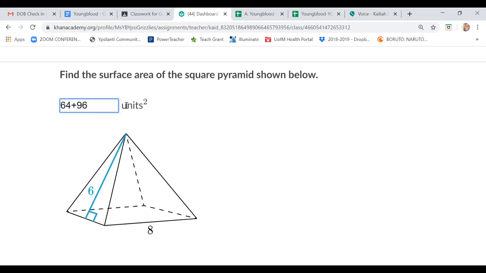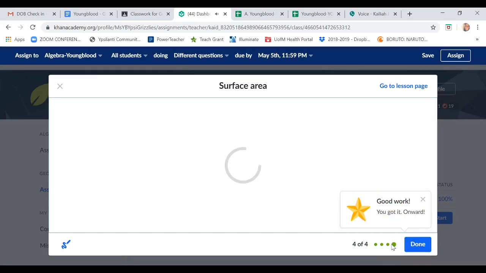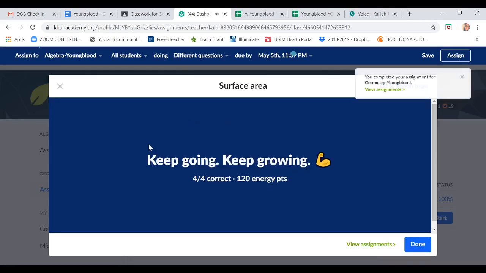So we're going to add 96. And then 64 plus 96. Well, in my head, I would do 4 plus 96 is 100. Then add that extra 60. So I would get 160 units squared for that area. And yay, we got them all right.